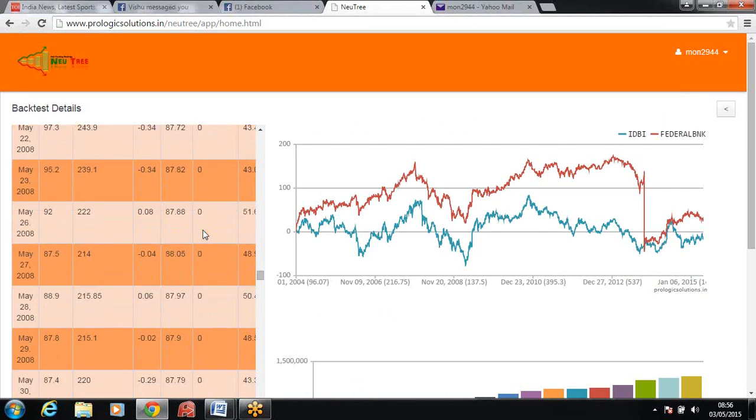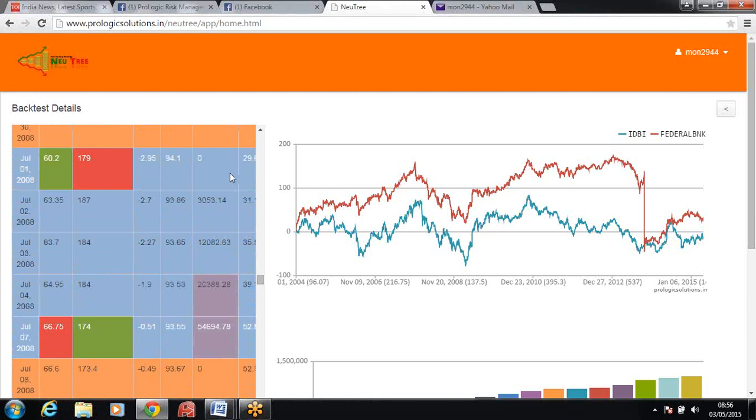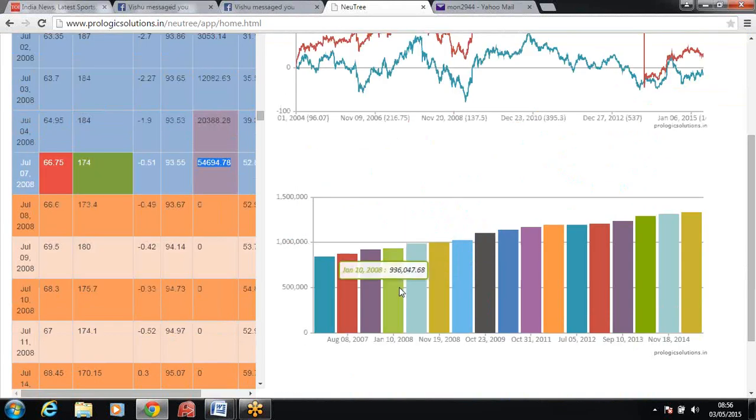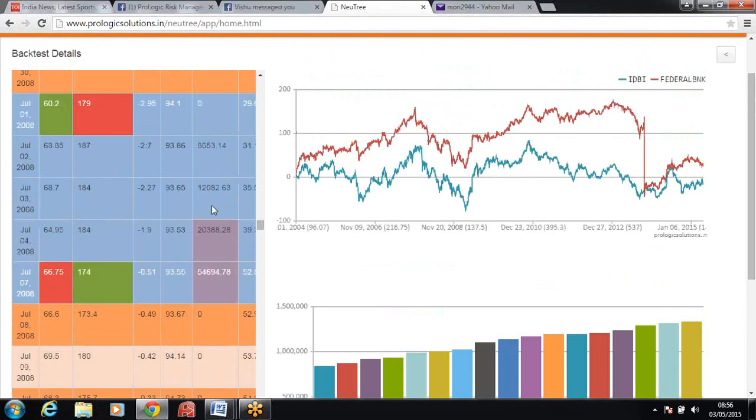We have one small trade here. So only 3-4 days. So IDBI buy, Federalbk short. Whichever we bought went up to 66 rupees. What we shorted at 179 went down to 174. You can see the correlation here, 94%. Z score is 2.95. It fell within 4 days and made a profit of 54,000 rupees. That is in 2008. So roughly 90,000 rupees is your investment, but you made a profit of 54,000 rupees in 4 days.